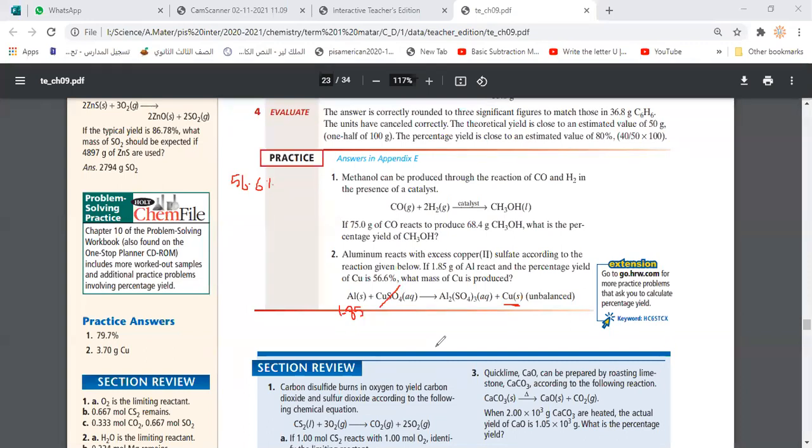Okay, let's find how we are going to work on this problem. Let's start to think. Yes, Tedros. Well, 1.85 will produce 56.6. No, of course, 56.6 is a percent. Yes, right. You started well. First, we must find the ratio between aluminum and copper. Suppose that 1 mole of aluminum produces how many moles of copper? 1 mole of copper.